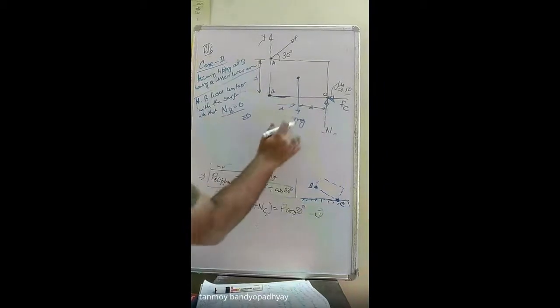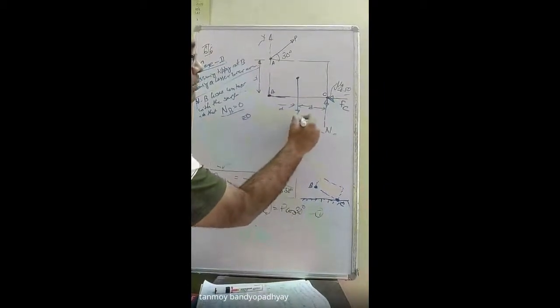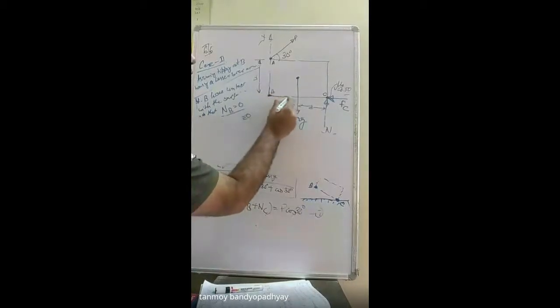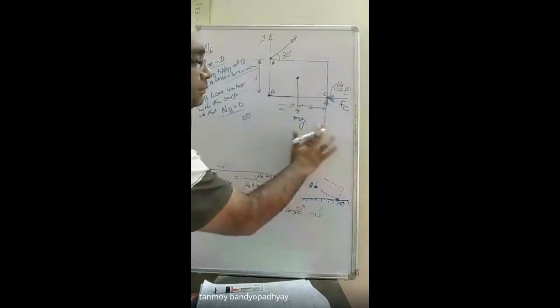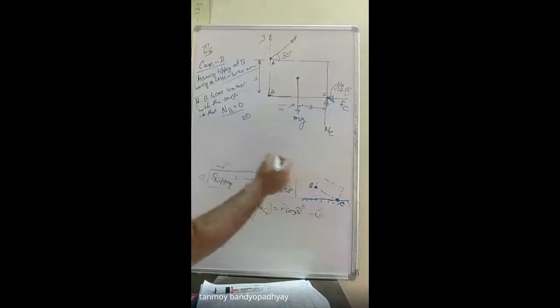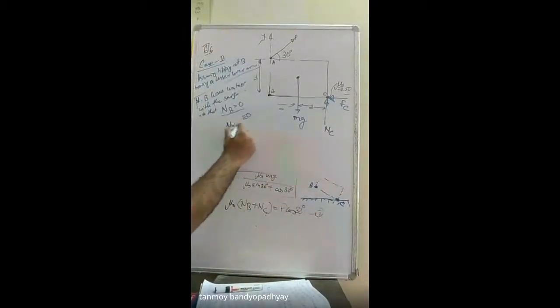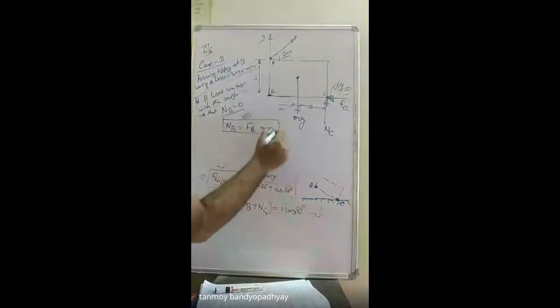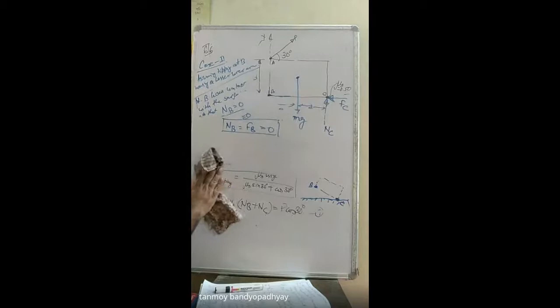ঠিক আছে? Just when the body tips I am doing this calculation, so B আর C টাকে আমি সেম হরিজন্টাল প্লেনেই দেখিয়েছি, but B is actually at distance delta up from C. ঠিক আছে? So there will be NC, there will be FC, but NB is equal to FB that is equal to 0. So for tipping, the point B loses contact such that the normal reaction and the frictional force at the point B become equal to 0. ঠিক আছে?